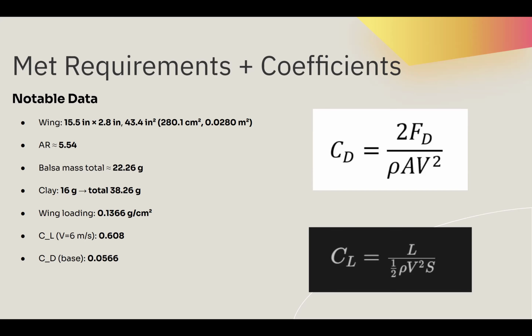Next, we estimated aerodynamic coefficients using our measured mass, wing area, and approximate cruise speed. At a typical glide velocity of 6 meters per second, which we estimated through the video and our calculations, we computed a lift coefficient of about 0.61 and a drag coefficient of about 0.057. And we used these equations on the right. This is the equation for the drag coefficient, and this is the equation for the lift coefficient.